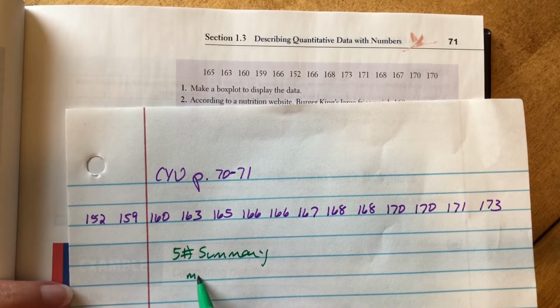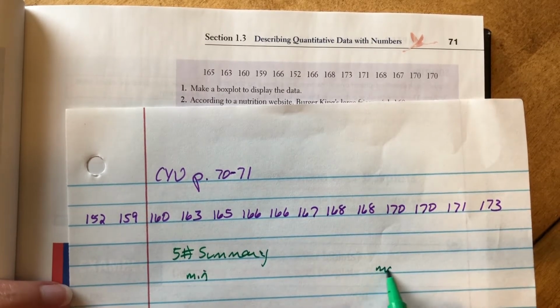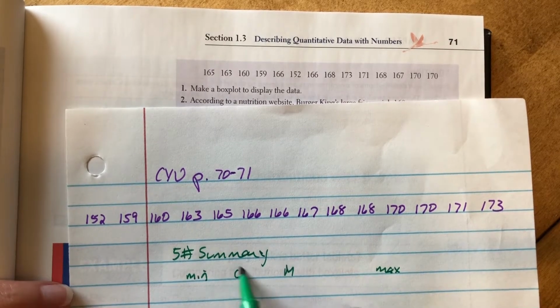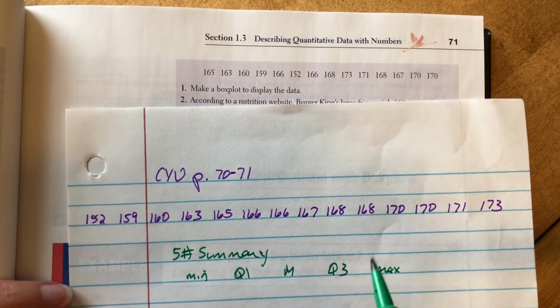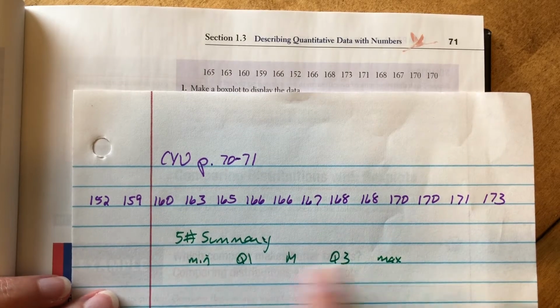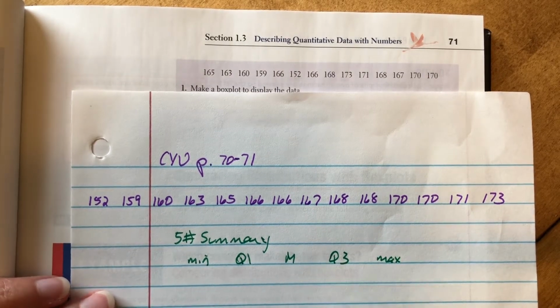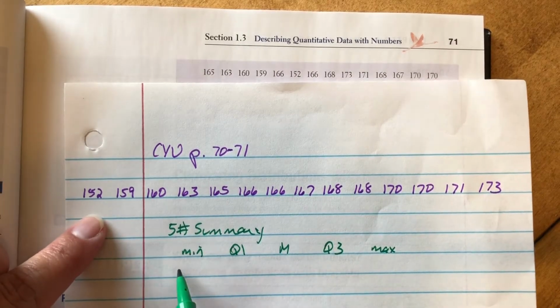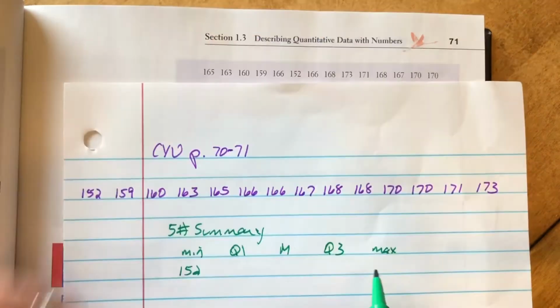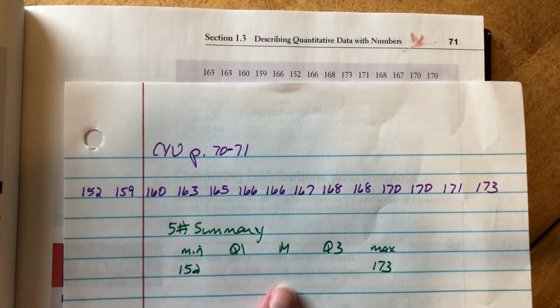We're gonna do our min, our max, our median, our Q1, and our Q3. Okay, 5-number summary should always be in this order: min, Q1, median, Q3, and max. Okay, min and max are a piece of cake. 152 and 173.